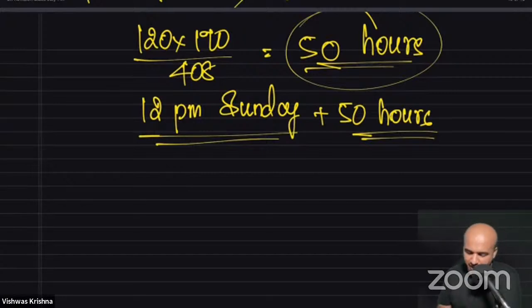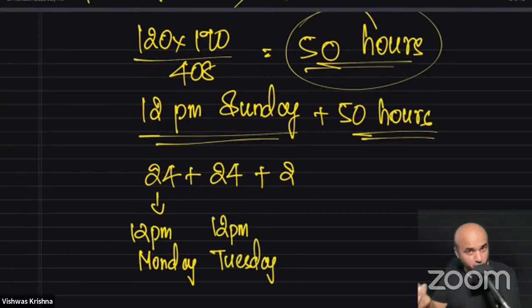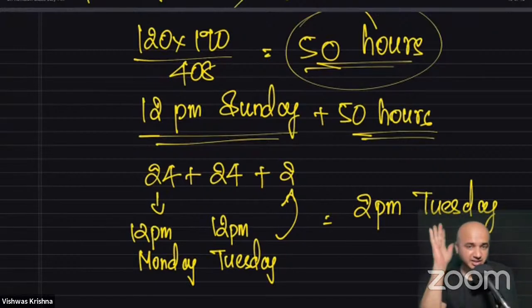I'm just splitting this into 24 plus 24 plus 2. 24 hours after 12 p.m. Sunday would be 12 p.m. Monday. Okay. Further 24 hours would be 12 p.m. Tuesday. And 2 more hours added to this will be nothing but 2 p.m. Tuesday. So therefore, the right answer in this case is that the watch would be showing the right time on Tuesday, 2 p.m. That's it. I hope it is clear. Let me know if you have any doubts.